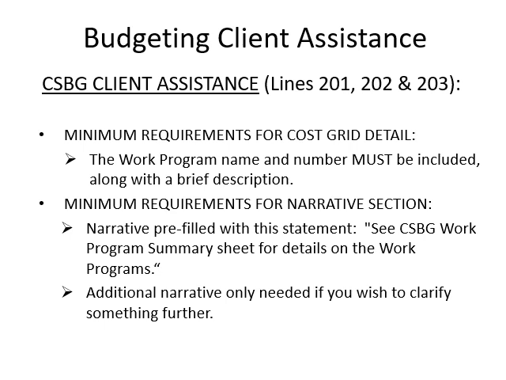For the CSBG client assistance line items, the minimum requirements for the cost detail grid are as follows. The work program name and number must be included along with a brief description. As far as the minimum requirements for the narrative section, the narrative is pre-filled with the statement "See CSBG Work Program Summary Sheet for details on the work program." So you don't need to add anything more on the narrative unless additional narrative is needed if you want to clarify something further.